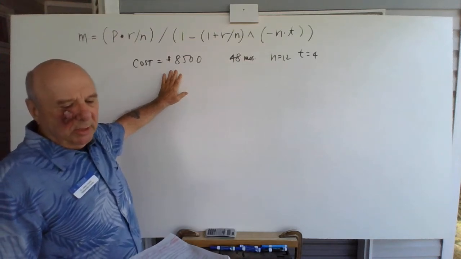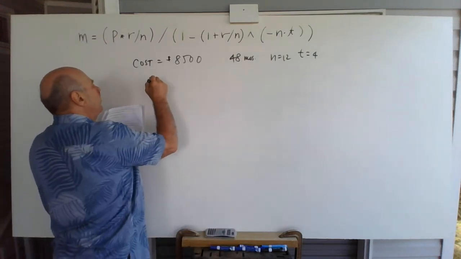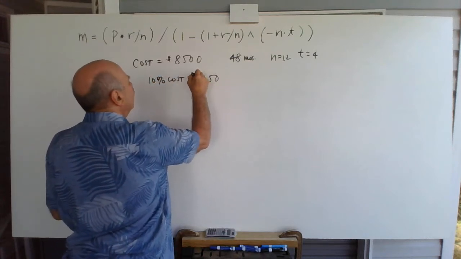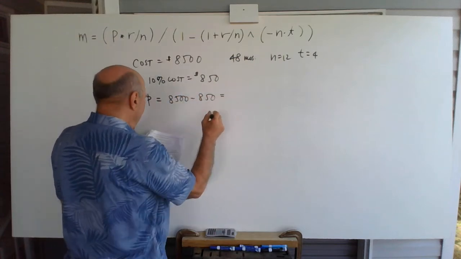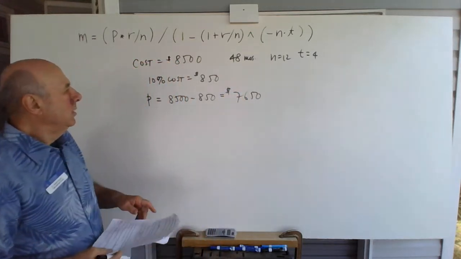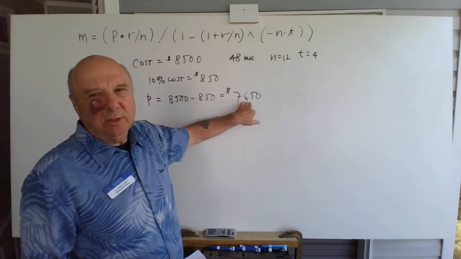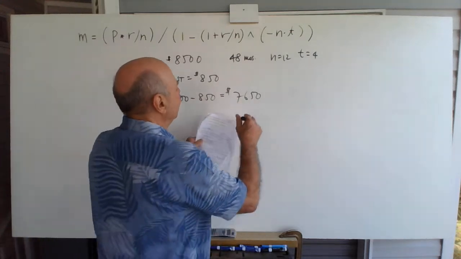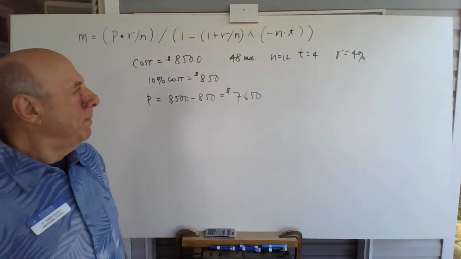She has to pay a 10% cash down payment, which means she's not really borrowing this much. See, 10% times the cost will be $850. So the principal will be $8,500 minus the $850, and so that'll be $7,650. This is the cost, 10% down, so she can get this. This is what she actually is going to borrow. That's the principal. So the rate's 4%. I forgot to tell you that, 4%.